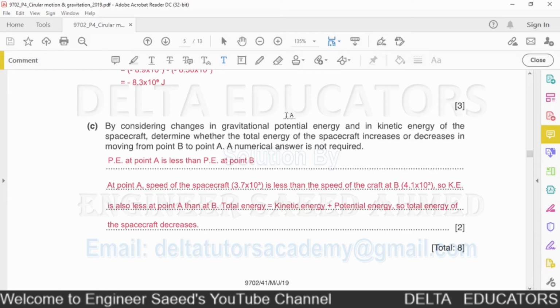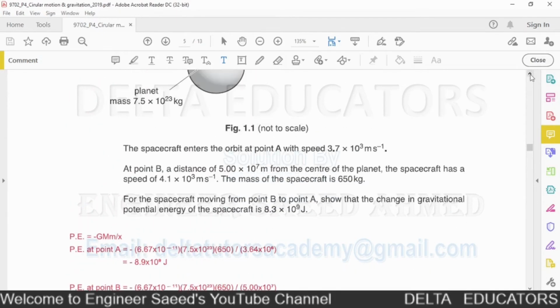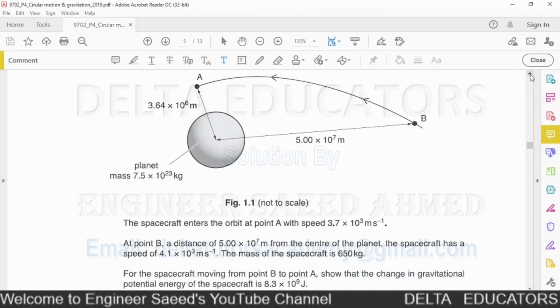Here we have observed that gravitational potential energy is decreasing. Now what about the kinetic energy? Kinetic energy is given as half mv squared, where v is velocity. When the spacecraft is at point B, its speed is 4.1 × 10^3 meters per second, and when it is at point A, its speed is 3.7 × 10^3 meters per second. Here speed is decreasing.